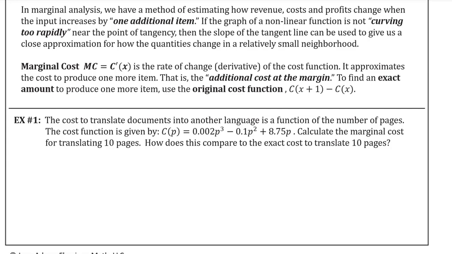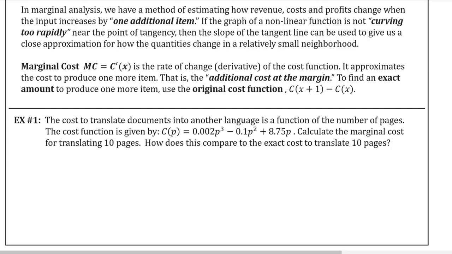So example 1 says the cost to translate documents into another language is a function of the number of pages. The cost function is given by C of P equals 0.002 P cubed minus 0.1 P squared plus 8.75 P. So we're supposed to calculate the marginal cost for translating 10 pages. How does this compare to the actual cost to translate 10 pages?